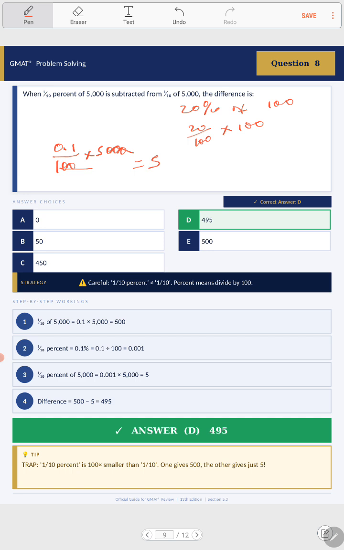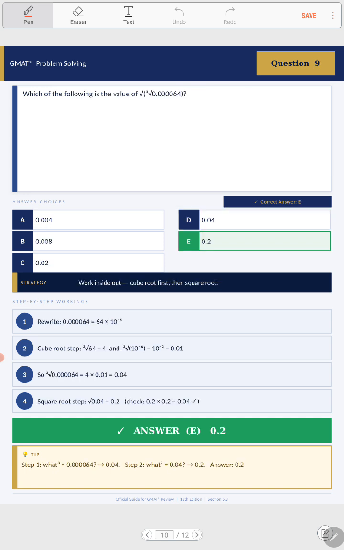Now 1/10 of 5,000, that one is straightforward. That is 500. So we have 500 minus 5. That is 495. So the answer is also correct. So I'm just adding alternative answers.